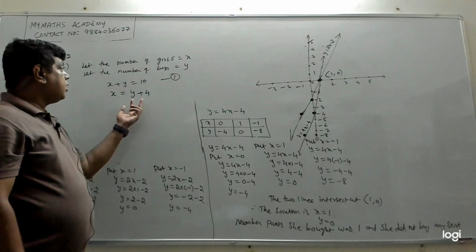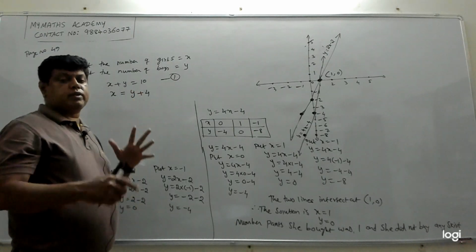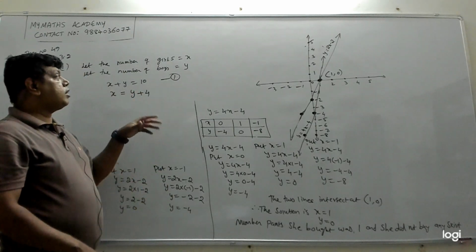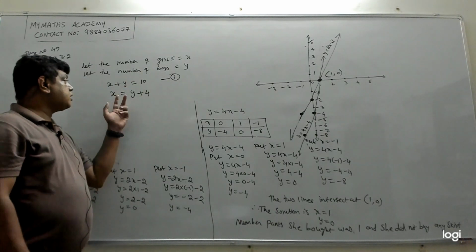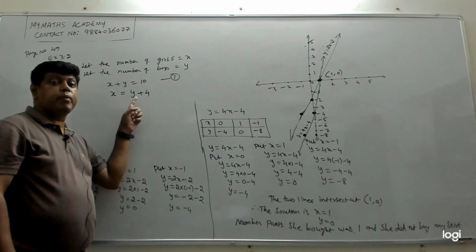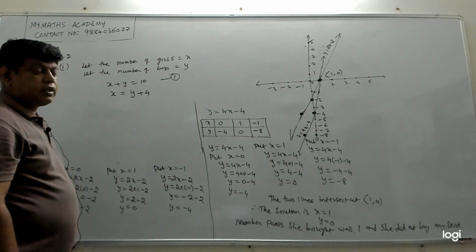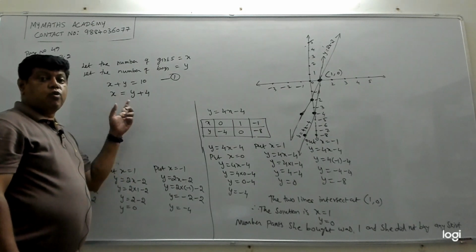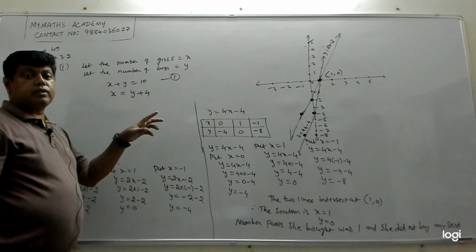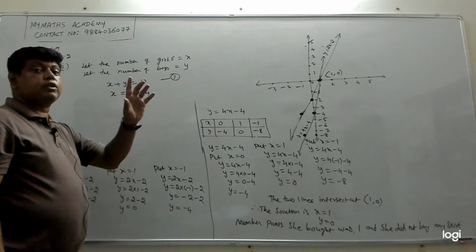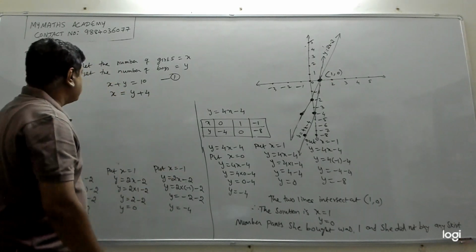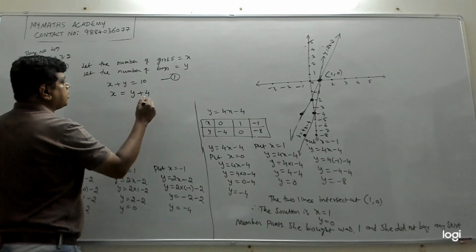Sometimes if they say the number of girls is 4 less than the number of boys, then you should say y minus 4. Don't write 4 minus y. That's wrong. Right? So this is your second equation.